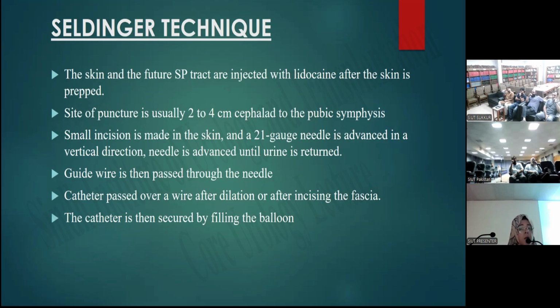The Seldinger technique is a guide wire technique in which the site of puncture is 2 to 4 centimeters cephalad to the pubic symphysis, and this site is infiltrated with local anesthesia, because it is generally performed under local anesthesia. Then a small incision is made in the skin, with a 21 gauge needle. You advance it in the vertical direction to reach the bladder, and then the guide wire is passed through the needle. The needle is removed, and the council tip catheter is then placed over the guide wire after dilatation or after incising the fascia. After that, the catheter is secured by filling the balloon.